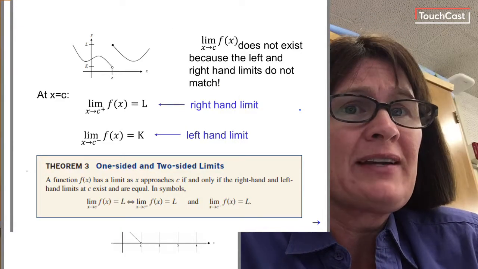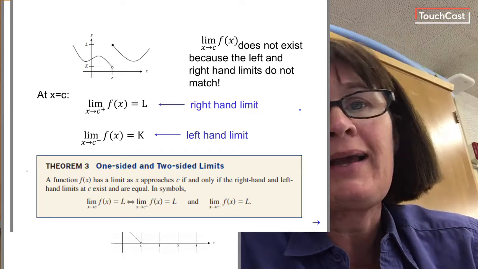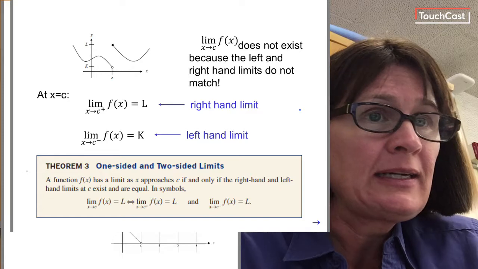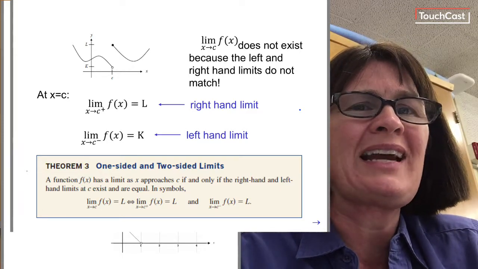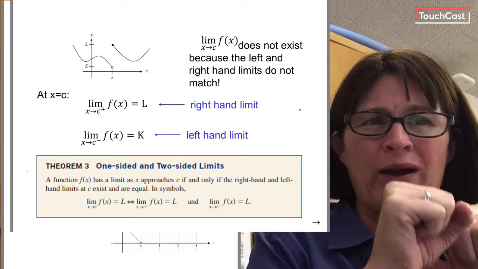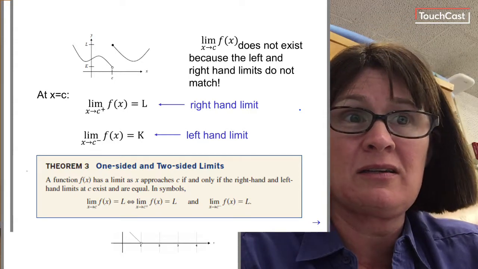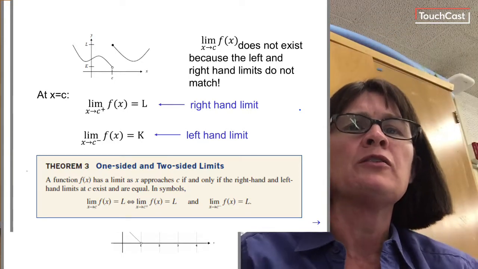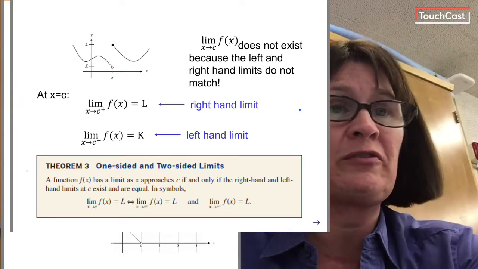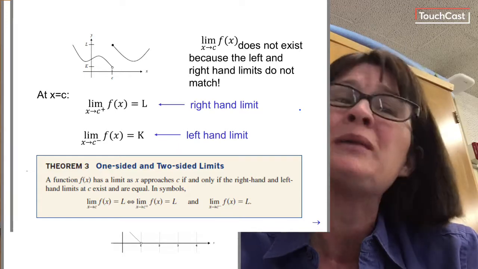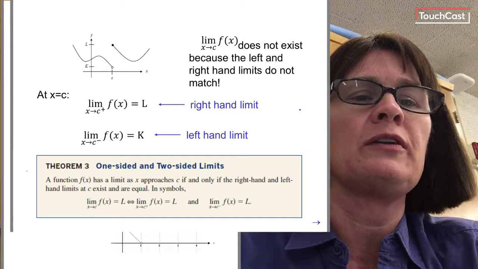A function f of x has a limit as x approaches c if and only if the right-hand and the left-hand limits exist and are equal. When I say it has to exist, it doesn't mean that point has to be filled in, but the answer can't be infinity or something that's not a number. So in this case, K was some number, and I had a limit from the left, which was K. I had a limit from the right, which was L. They were both numbers, but they didn't match. So you can see this.